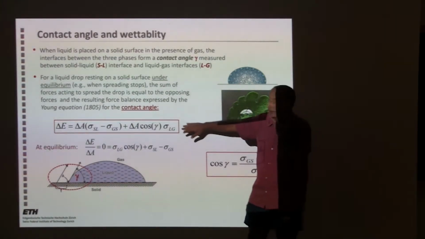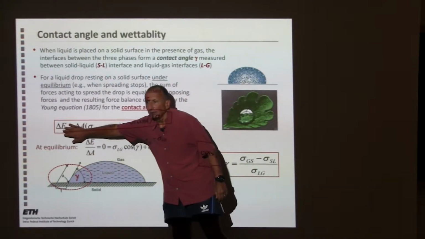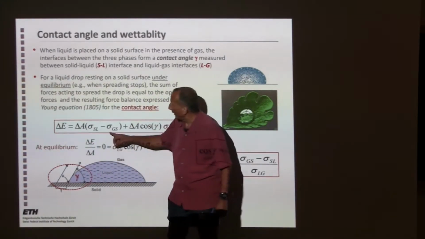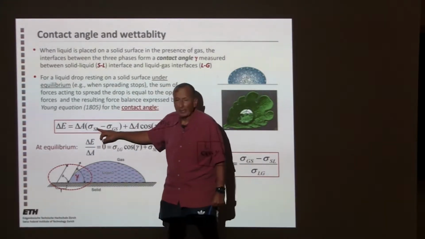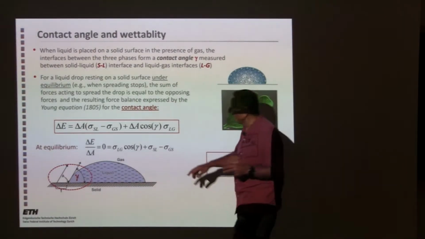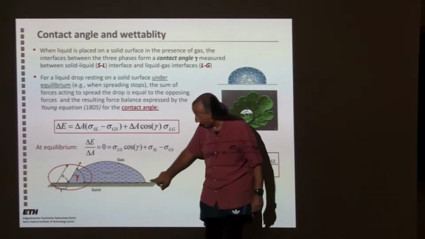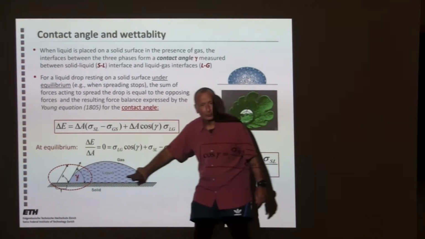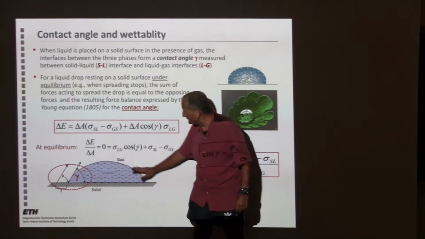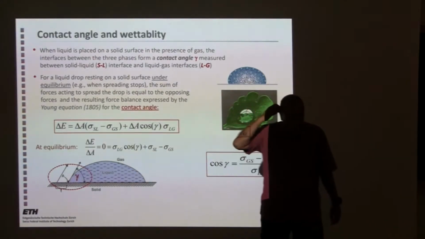This can be formalized, as Young did in 1805, by writing an interfacial energy equation that says the increase in area covered by the water, and I have here three interfaces, or three surface tensions, if you wish. The solid-liquid, the gas-solid. So the gas-solid is the surface before wetting. The solid-liquid is the surface after the wetting by the liquid. And then there is the liquid-gas, which is really the surface tension that I mentioned earlier.